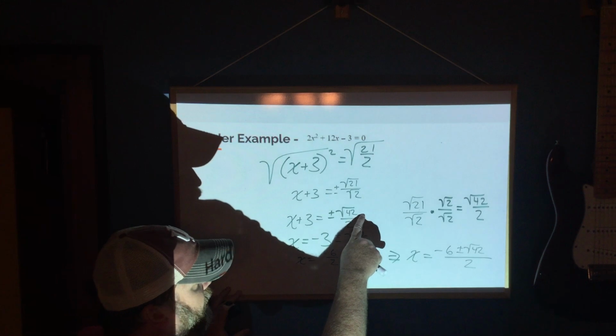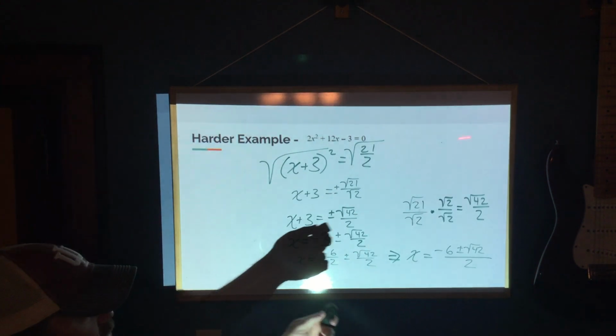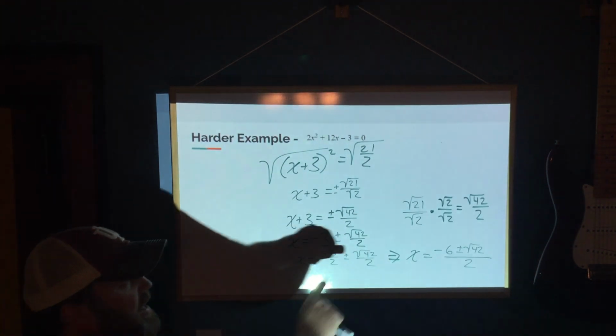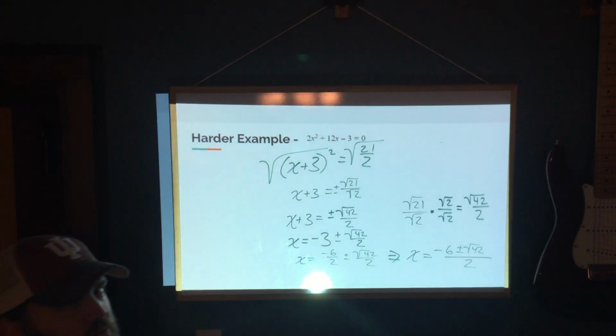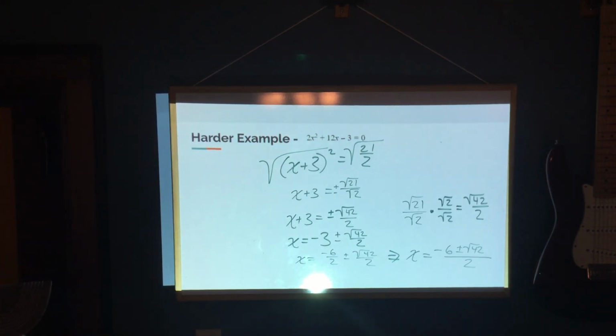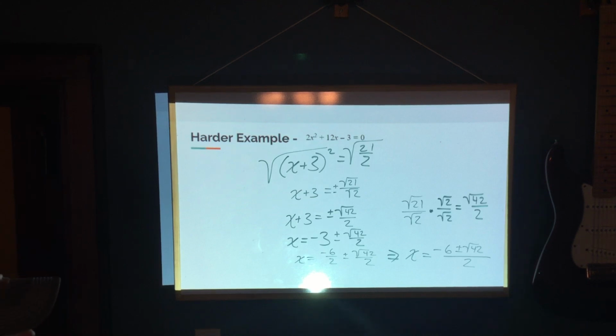And then the square root of 42, even though I had to do this weird thing over here, I didn't have to simplify the square root of 42. So I could have had a whole lot more steps, even in that very long problem. But there's your answer. Negative 6 plus or minus the square root of 42 all over 2. So yeah, that was a lot harder, but of the ones of that level, that was an easy one.